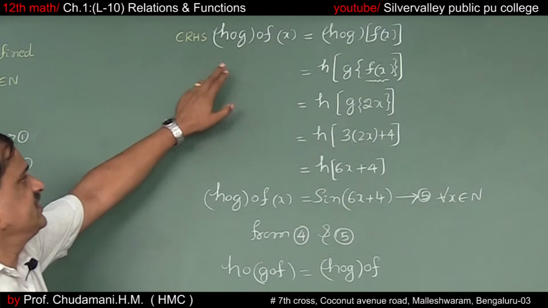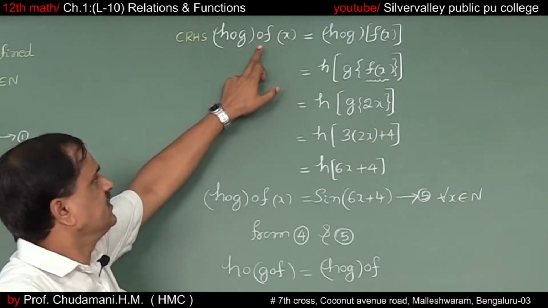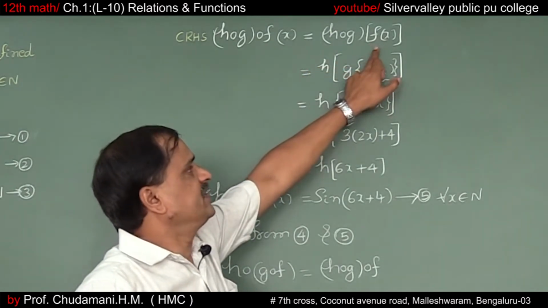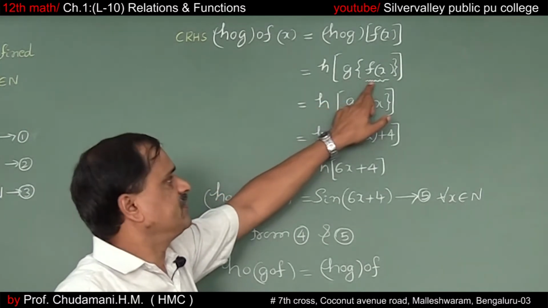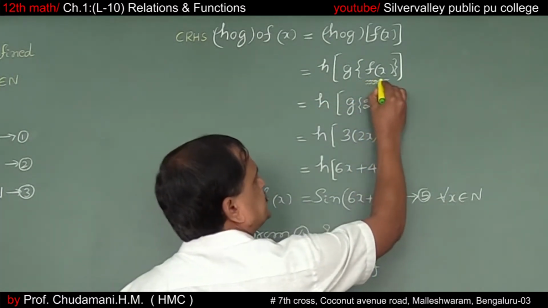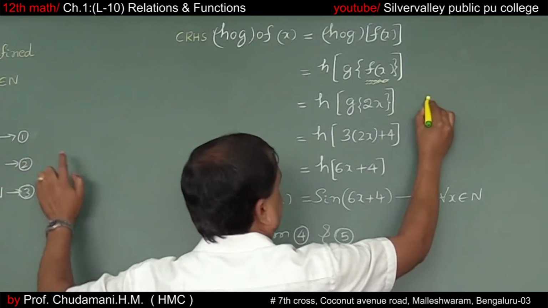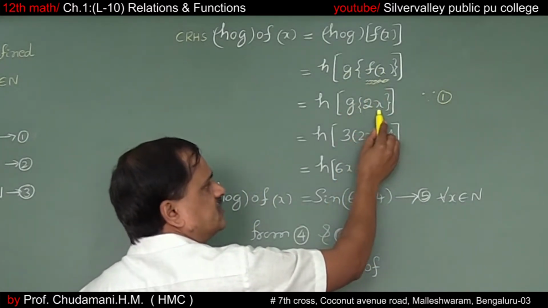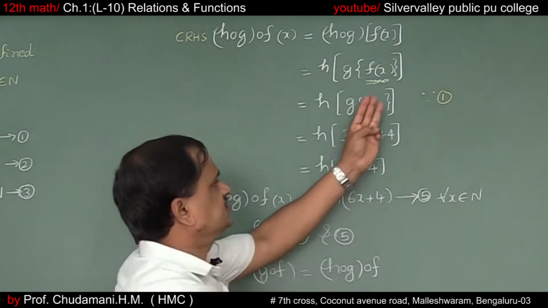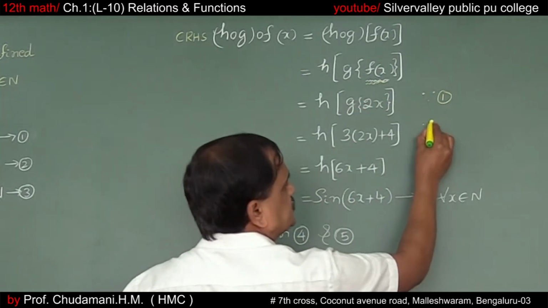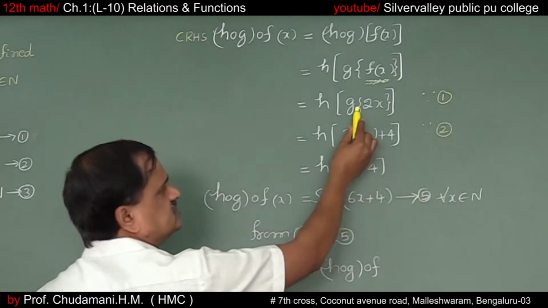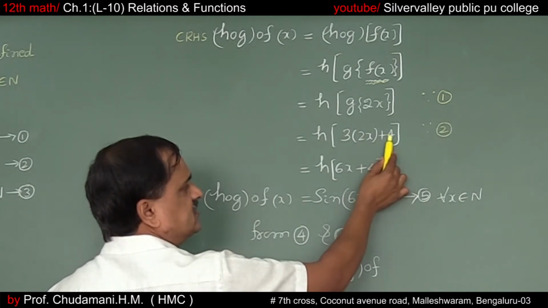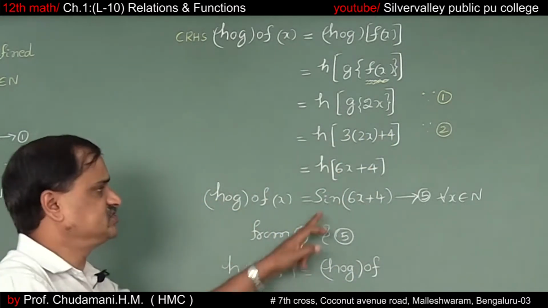Consider the right hand side, that is composition of f and HOG can be written as HOG of f of x, that is h of g of f of x. But what is f of x actually? By using equation 1, this can be written as g of 2x. This is just like g of y. By using equation 2, 3 into y plus 4, 3 into 2x plus 4 means 6x plus 4, h of 6x plus 4.